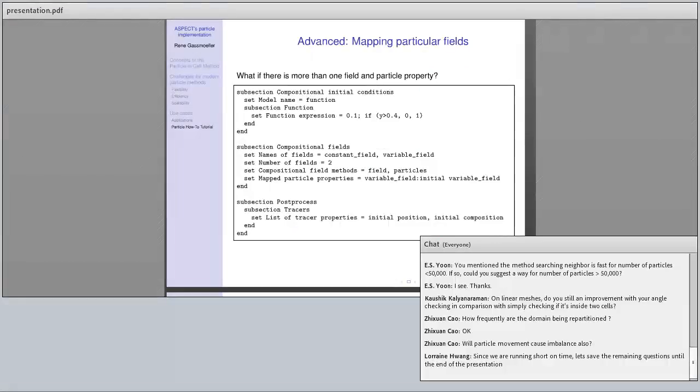This is a bit of an advanced topic. We can talk about that if it comes up in the questions. But if you have more than one particle property and more than one compositional field, possibly you would want to solve one compositional field by a field method and another one by a particle method. The parameter file allows you to specify that, but it's a bit complicated to explain. I will skip that for the sake of brevity.